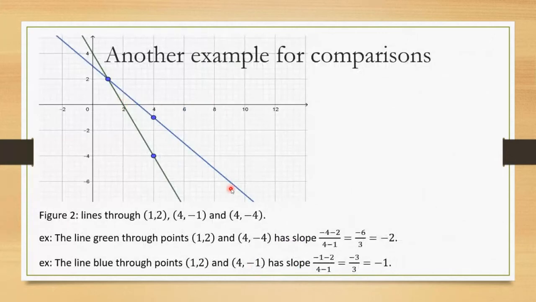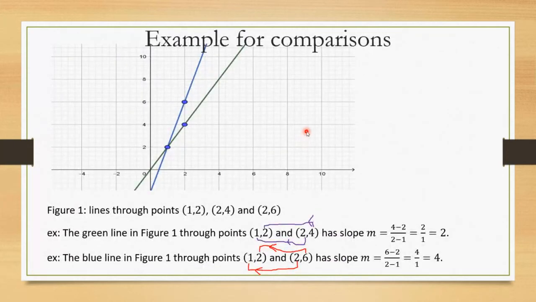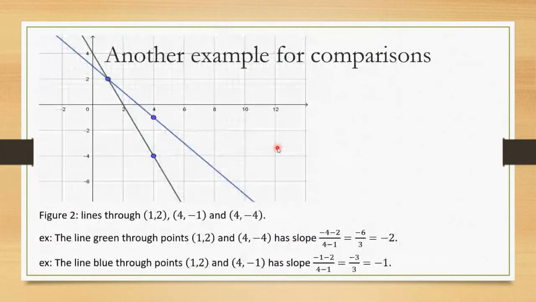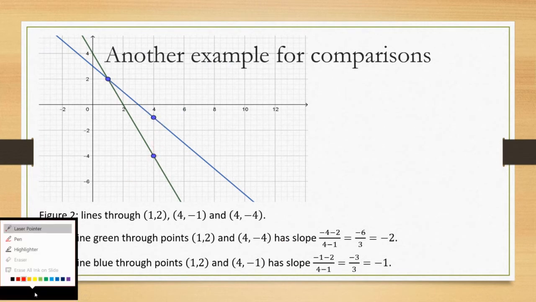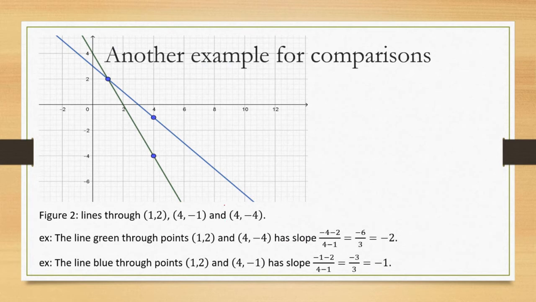But now let's consider these lines. So here's a little bit different. These are two different lines passing through (1, 2). But now they're passing through (4, 1) and (4, -4). Okay, well, let's calculate the slopes. The green line now is passing through (1, 2) and (4, -4), as you can see. What's the slope going to be?